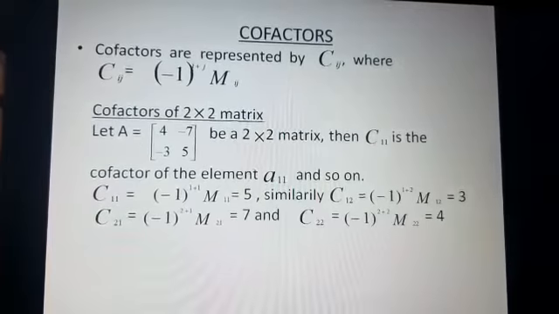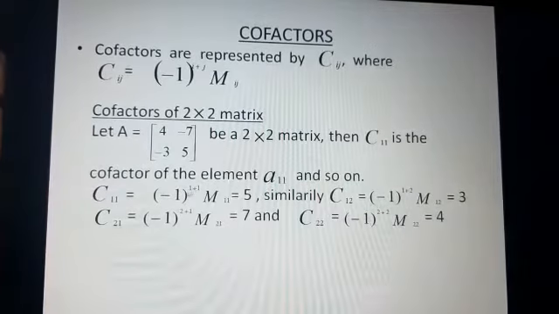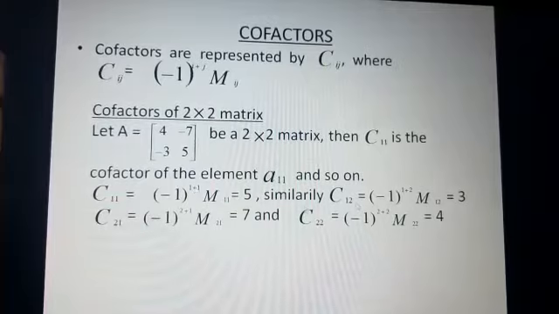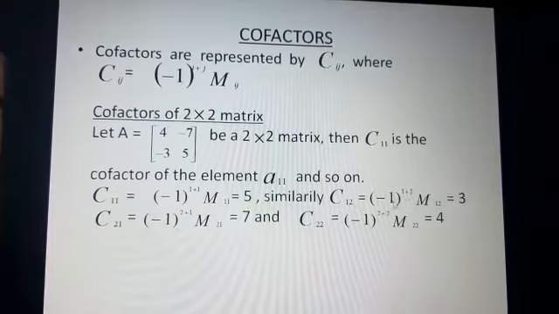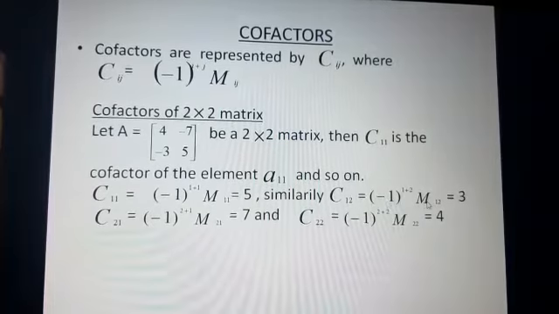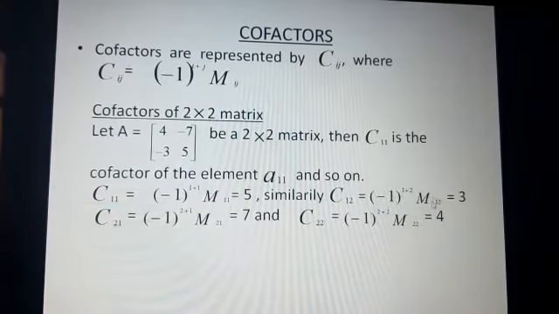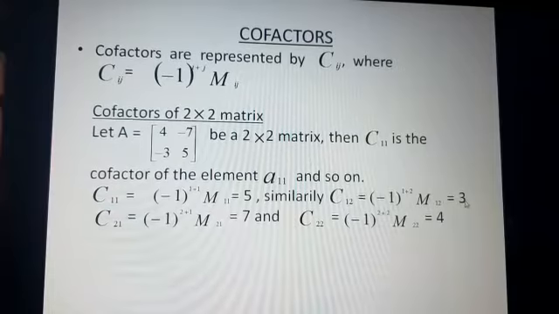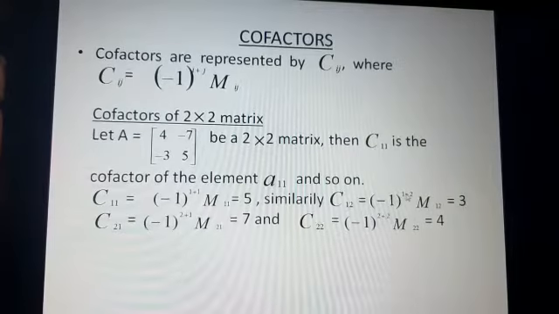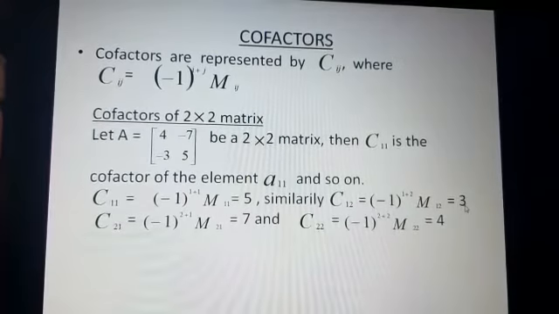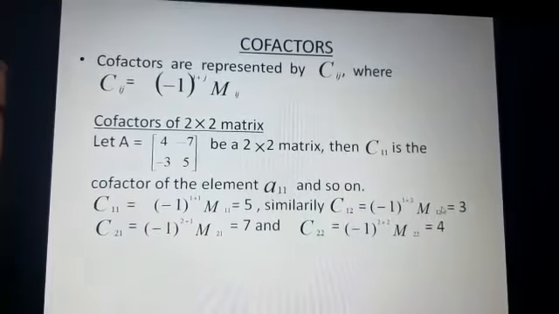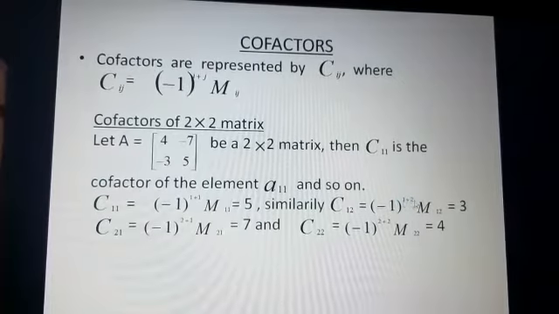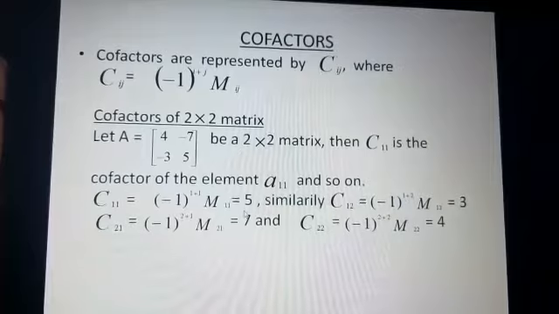If the sum of the power, that is i plus j, is odd, just like in C12. In C12 you can see the power is 1 plus 2, that is 3. So the sign will change. Earlier we found M12 as minus 3, so now C12 is 3. So wherever the sum of i plus j is odd, there you will get the cofactor with a different sign. That is, minor and cofactor will not be the same whenever the sum of i and j is odd.